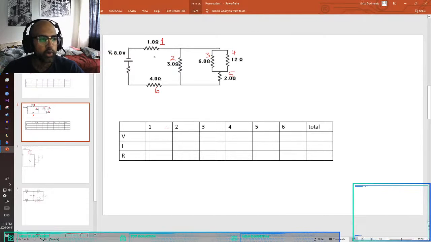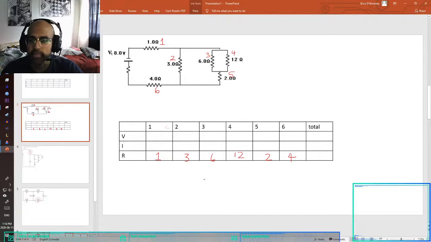So what do I know? I know all my resistances. I'm going to put them in. Resistor number 1 was a 1 ohm resistor. Resistor number 2 was a 3 ohm resistor. Resistor number 3 was 6. 4 was 12. 5 was 2. And 6 was 4. Wonderful.